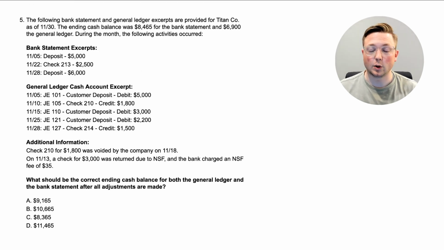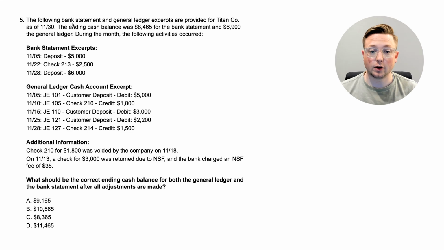All right, here we are at question 5. Let's read this last part. What should be the correct ending cash balance for both the general ledger and the bank statement after all adjustments are made? All right, so we need to figure out the correct ending cash balance for both the general ledger and the bank statement. And again, just to point this out, they should end up the same. So that's why all of these are single numbers, because in the end, they're supposed to be the same. That's why you're doing a reconciliation.